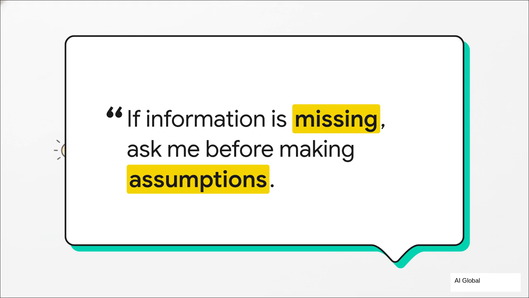But look at that final sentence, because that is the secret sauce right there. If info is missing, ask me before making assumptions. By including that specific instruction, you are putting a hard guardrail on the AI. You're actively preventing it from hallucinating or guessing if it can't find something in your Drive or Gmail. It forces the AI to check back in with you, keeping your workflow totally safe and highly accurate.